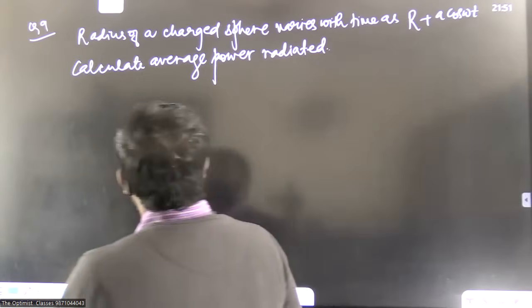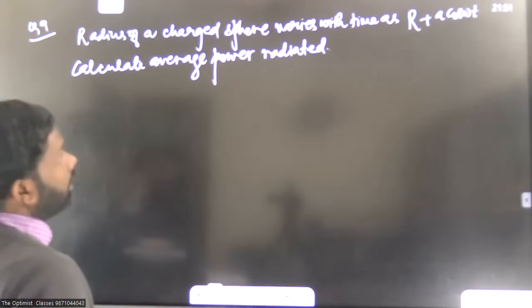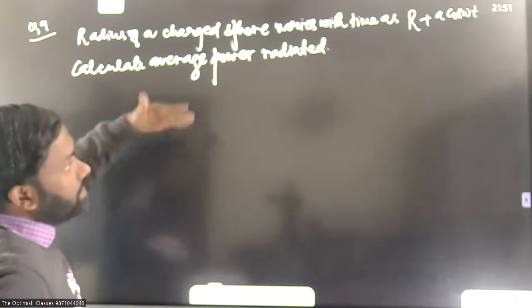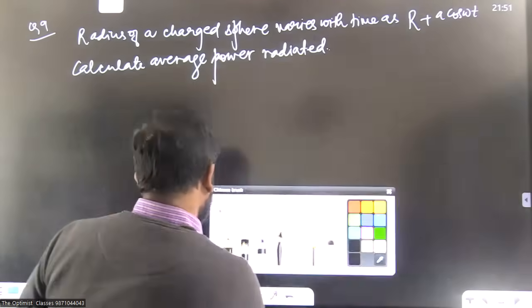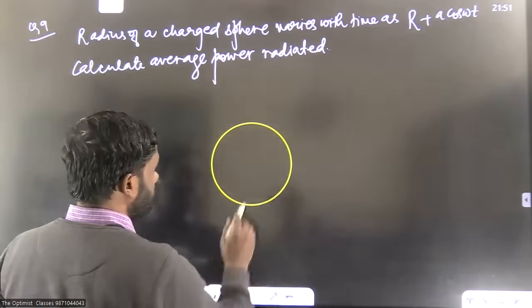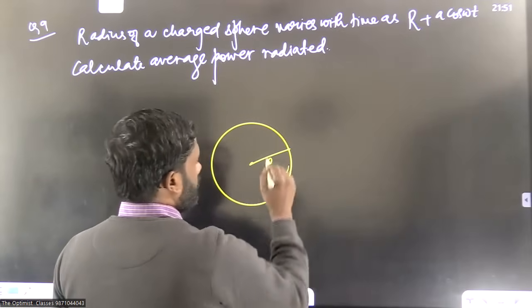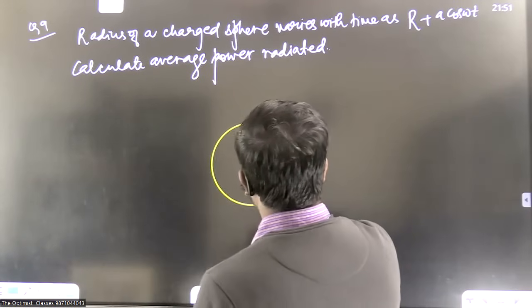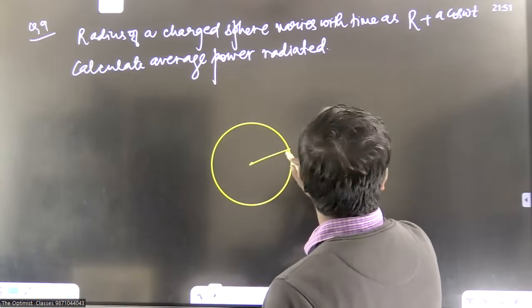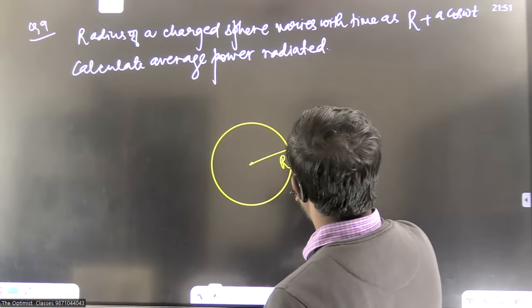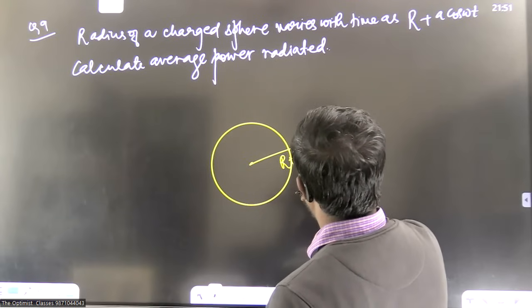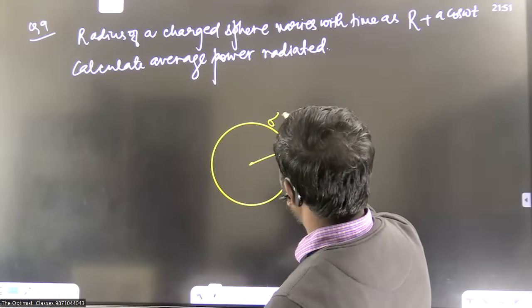Moving to another question. See, it says the radius of a charged sphere varies with time like this. So there is a charged sphere. Its radius is something, let's say r. It is given to be r plus a cos omega t, and its charge density was given to be uniform.